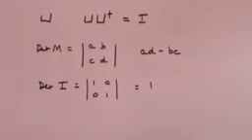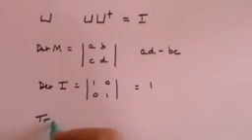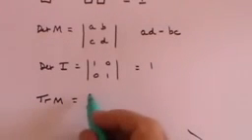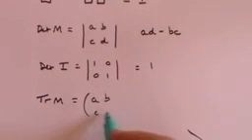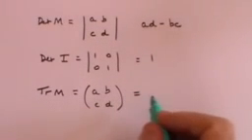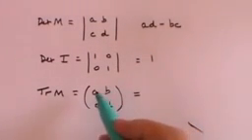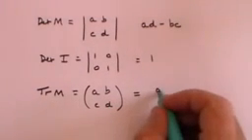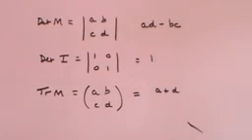Now I need to introduce you to the trace of a matrix. And the trace of a matrix, if the matrix is A, B, C, D, couldn't be easier. It's just the sum of the elements on the main diagonal. So in this case it will be A plus D. If it were a 3 by 3 matrix, you just add all the numbers on the main diagonal, and that is called the trace.